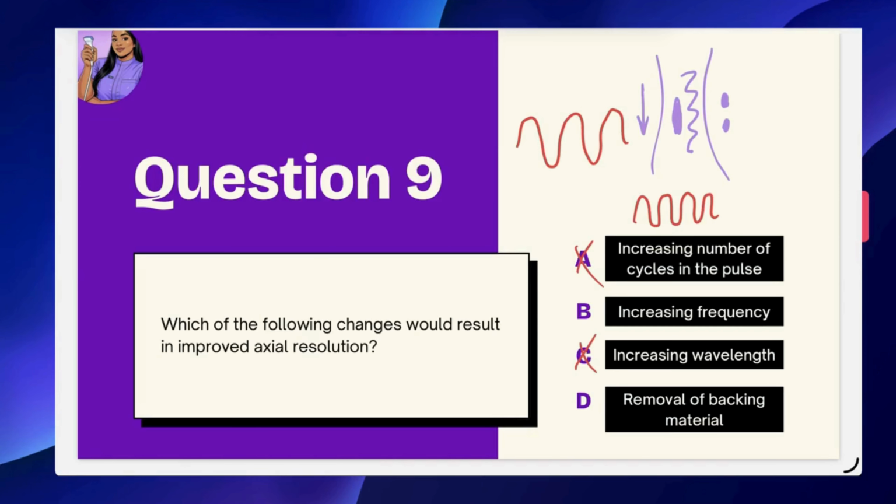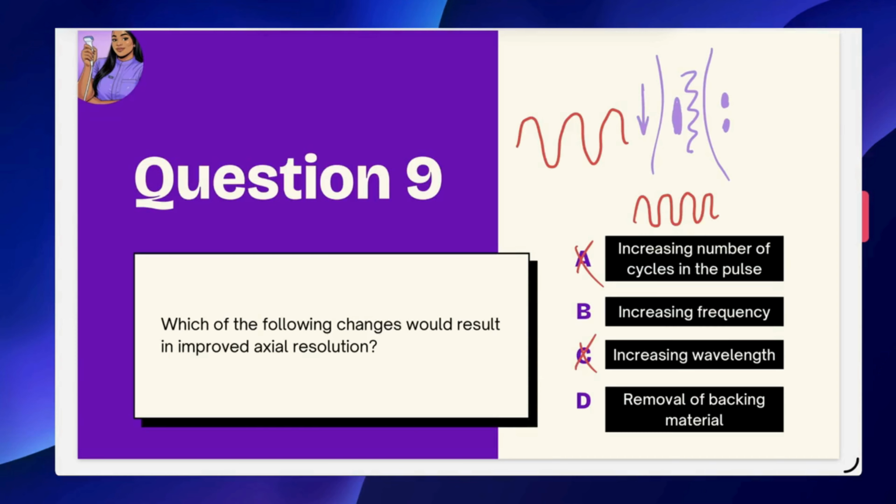Now, don't get confused with D. You might have seen backing material and you're like, oh yeah, backing material is good for axial resolution, right? That's true, but what does it say? Removal of backing material. We don't want to remove the backing material if we want to improve axial resolution. So this is sometimes how a question can trip you up a little bit, just because you might see something that's familiar to you and you know that backing material is good for axial resolution, but don't get tricked right there, okay?